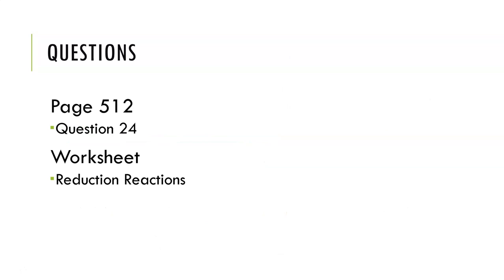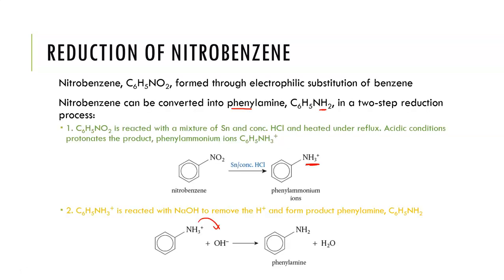That's it for our reduction reactions. All you need to do is remember the reagents: lithium aluminium hydride, which we use for our carboxylic acids, sodium borohydride, which we use for our ketones to secondary alcohols, and then tin and HCl for the formation of the phenylammonium ions, followed by neutralization of that acid with a strong base. And that's it. That's the last of the reactions that we need to know.